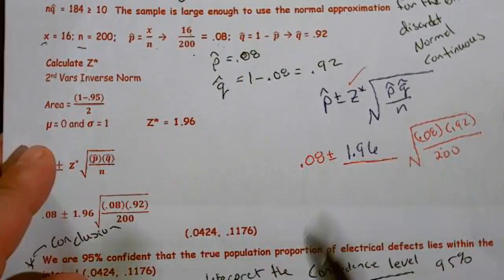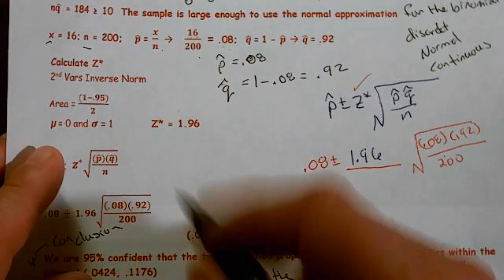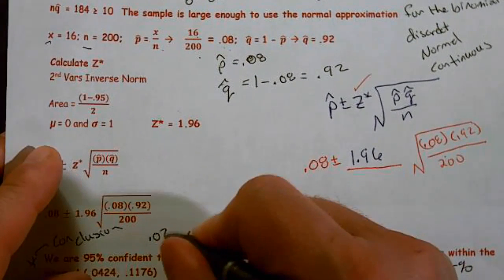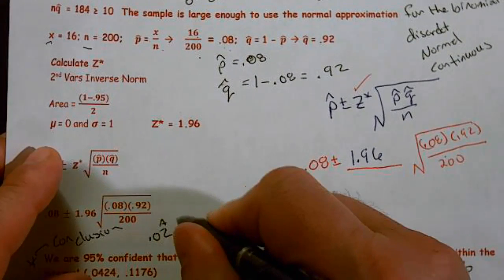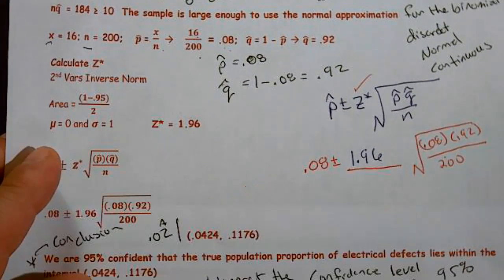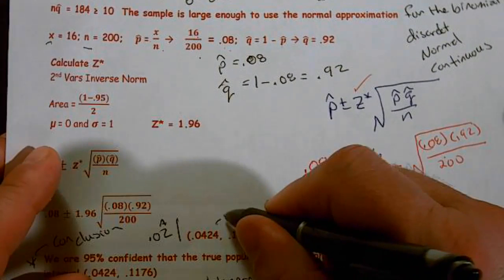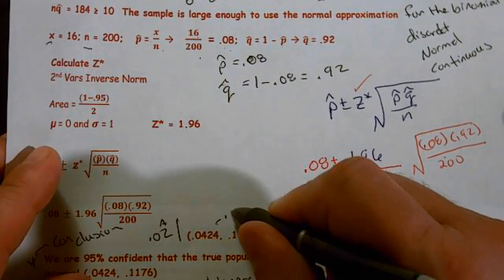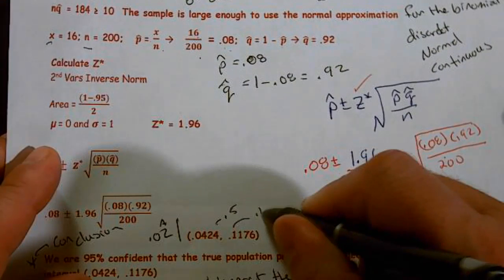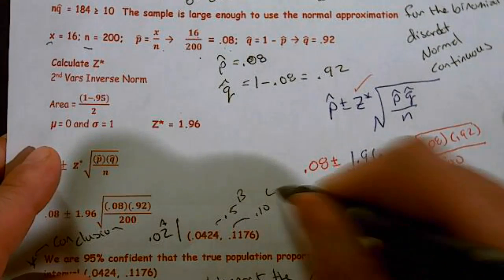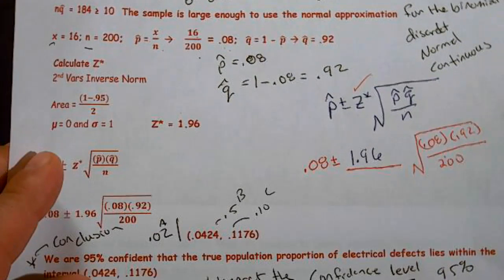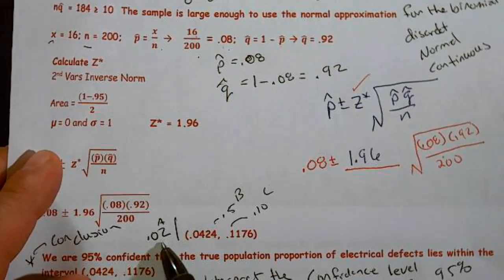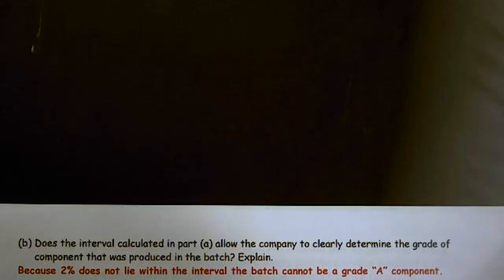And one thing I clearly see when I look at the interval is what could be included in that interval. Well, 0.02 is below it. So it's not grade A material. But when I look at it, 0.05 and 0.10 lie in the interval, so it could be grade B or grade C. So we know it's not grade A because it's not in the interval, but grade B and grade C lie within the interval, so it could be either one of those. And so that's what we're going to say.